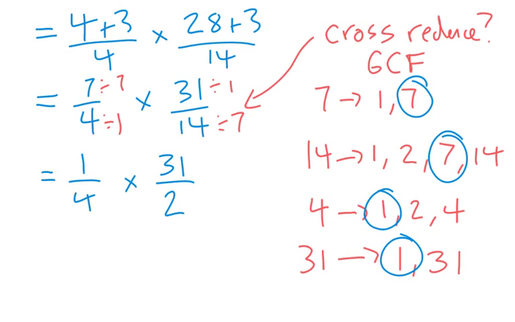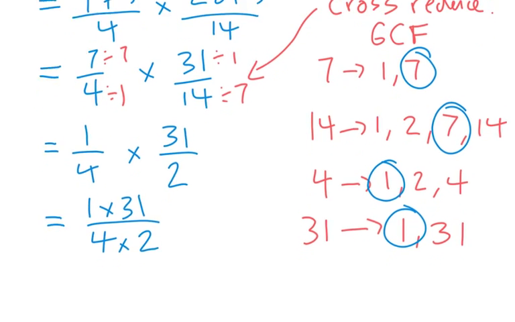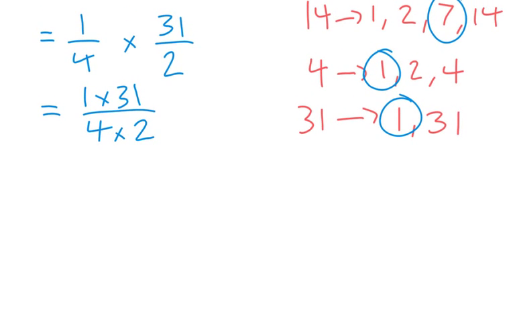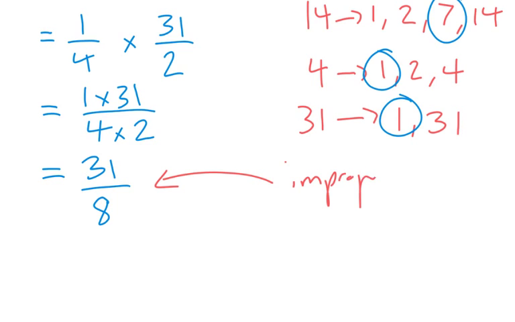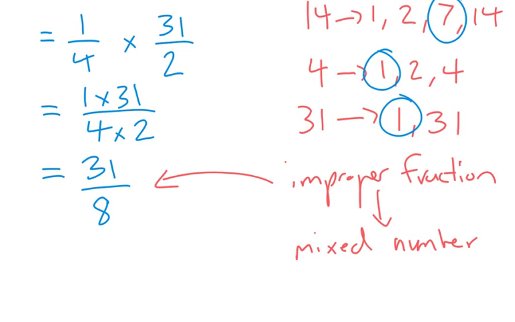Once we have that, let's multiply the numerators and multiply the denominators. So here we have 1 times 31. Anything multiplied by 1 stays the same, so that's 31. And 4 times 2 happens to be 8. And what you'll notice is that this is an improper fraction because the numerator is greater than the denominator. So let's change this back into a mixed number, which will contain an integer and a fraction.